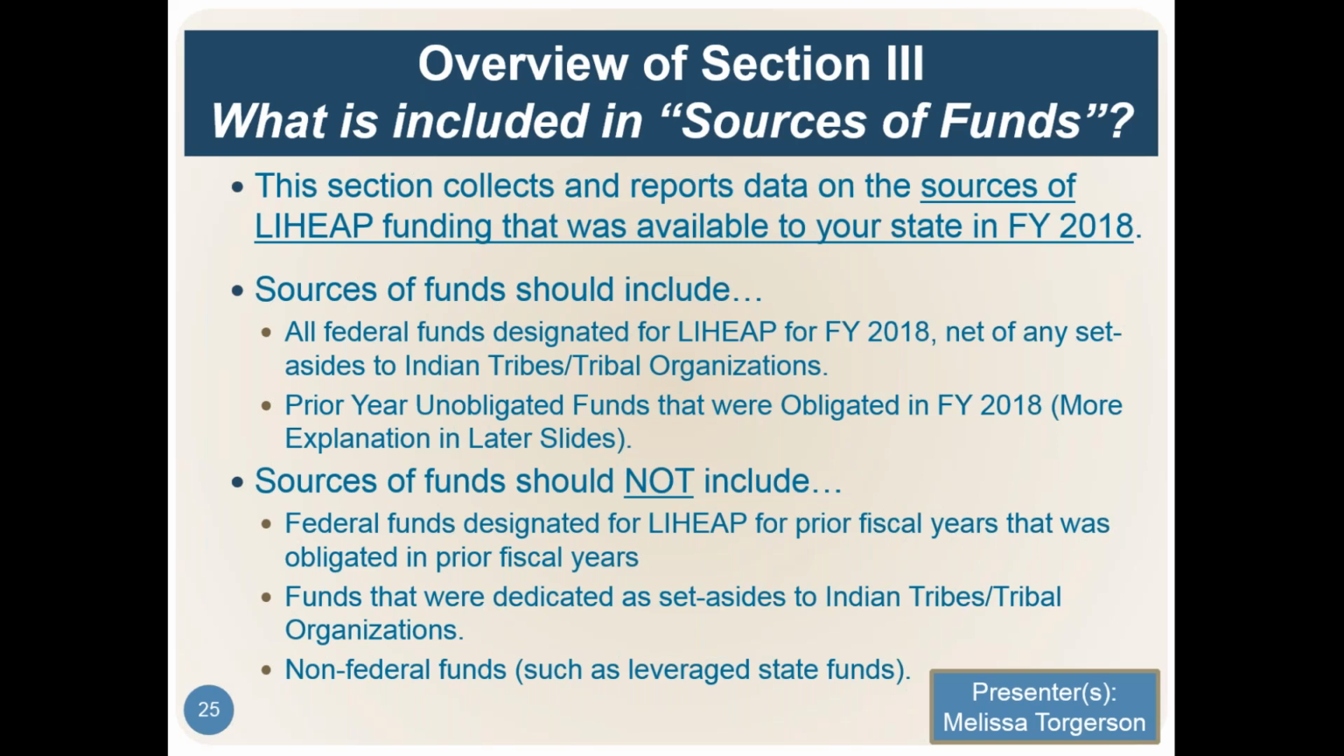It'll also include prior year unobligated funds that were obligated in federal year 2018, and we're going to explain that a little bit more. What it should not include are federal funds designated for LIHEAP in prior fiscal years that has already been obligated, funds that were dedicated as set-asides to Indian tribes and tribal organizations, and non-federal funds, so leveraged state funds like fuel funds or utility ratepayer funds.